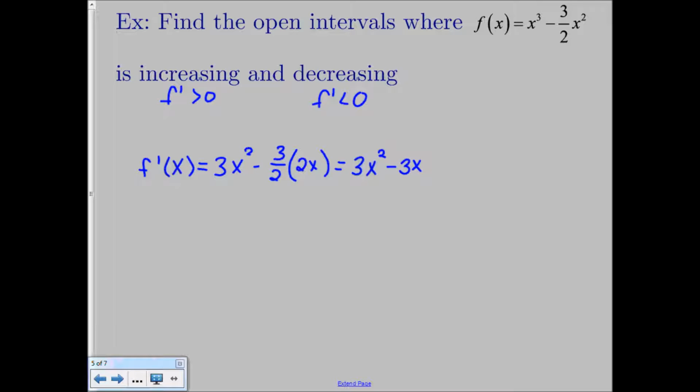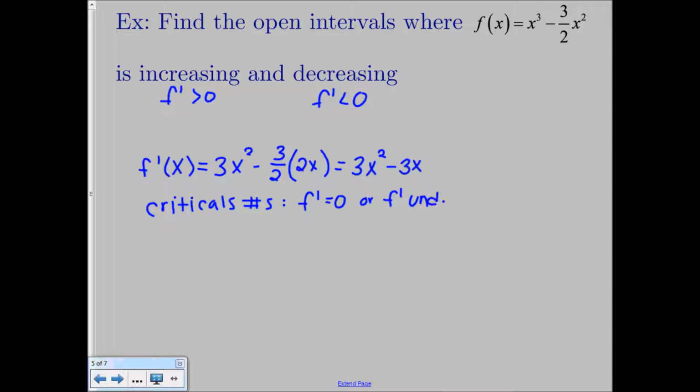Okay, so now the first thing that you want to do when you're finding the intervals where f of x is increasing and decreasing is you want to look at where the derivative is equal to 0. You want to find those critical values. So our critical values, or our critical numbers as they're sometimes called, come from where f prime equals 0 or f prime is undefined.